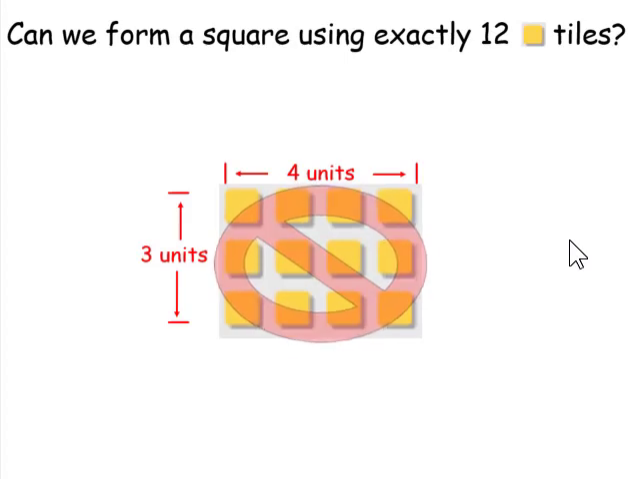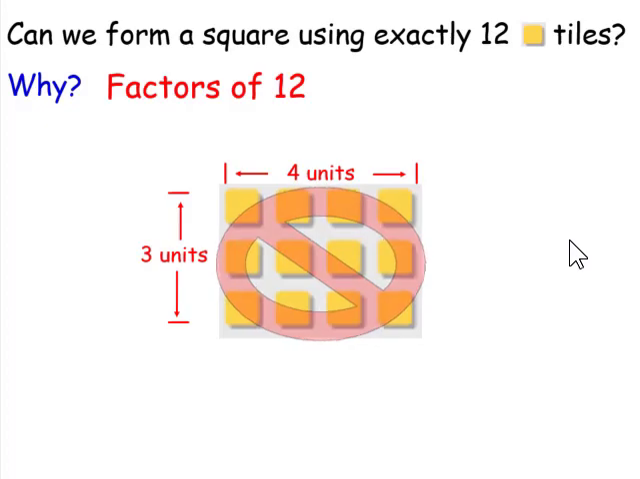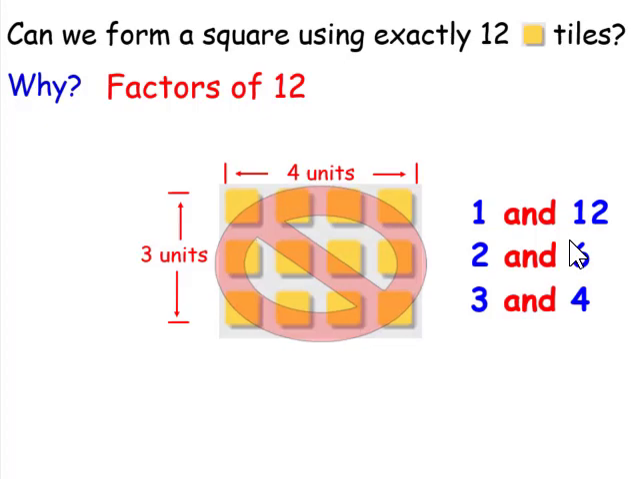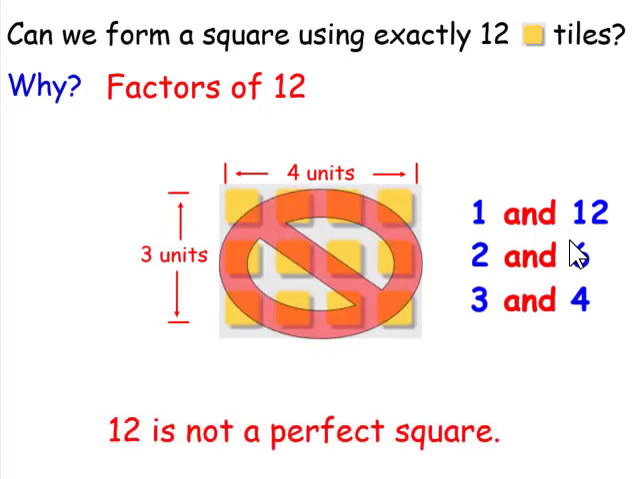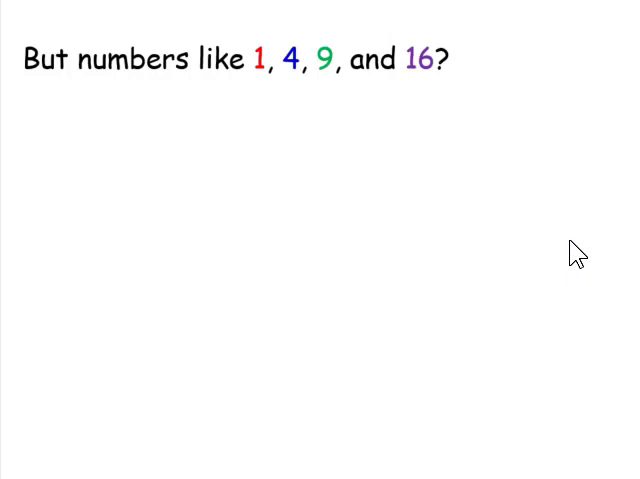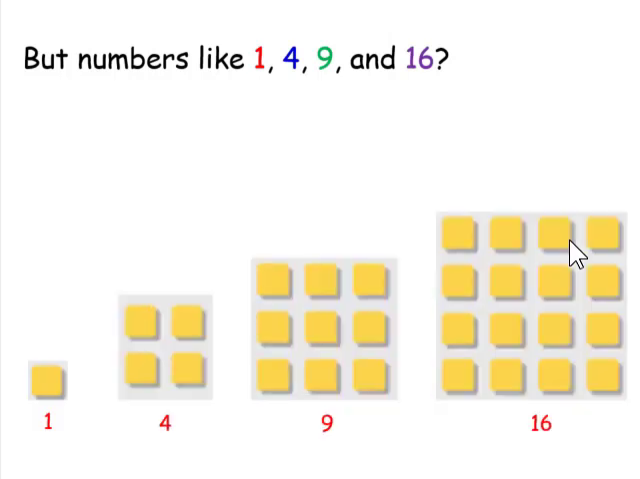So why can't we make a square using exactly 12 tiles? It has something to do with the factors of 12. Factors are numbers we multiply to get a product. The product we're trying to get is 12. So the factors of 12 would be 1 and 12, and that definitely wouldn't make a square. 2 and 6 we noticed didn't make a square, and 3 and 4. The reason why 12 won't make a square is because 12 is not a perfect square. But numbers like 1, 4, 9, and 16 are perfect squares. Hence why we can make a square out of these numbers.